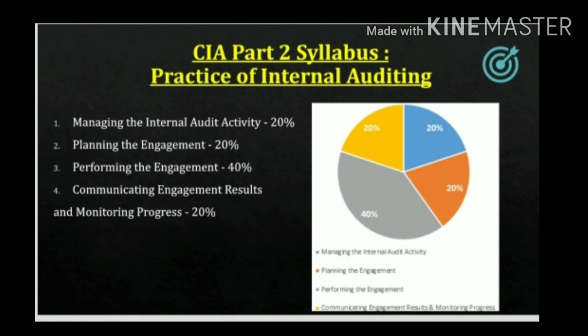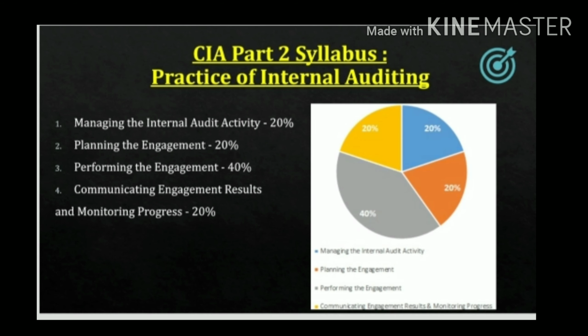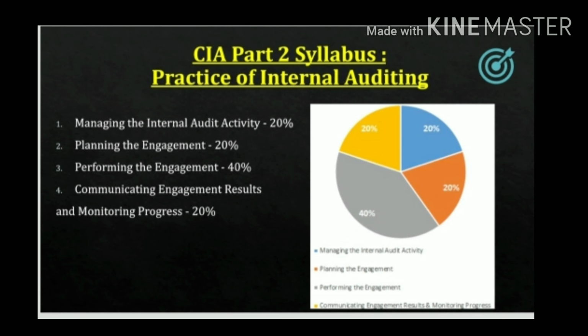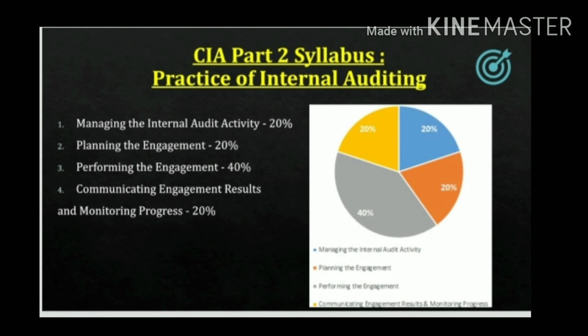Practice of internal auditing is CIA Part 2 syllabus. It is broken down into 4 parts: managing the internal audit activity, that consists of 20% weightage; planning the engagement, that again holds 20% weightage; performing the engagement, this consists the highest weightage of 40%; and communicating engagement results and monitoring progress, that is 20% weightage.